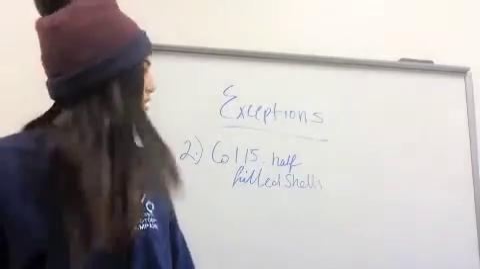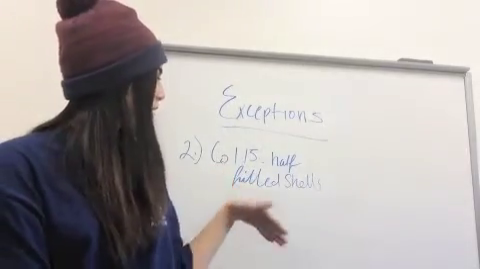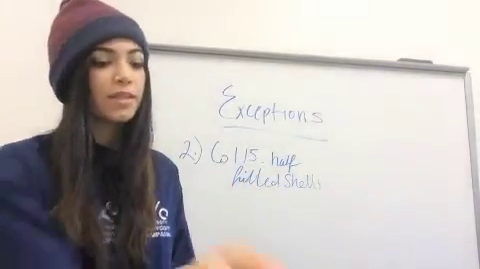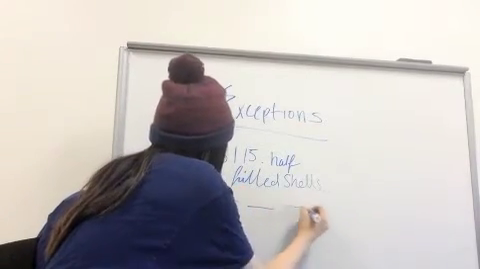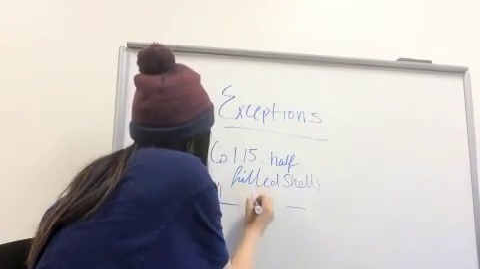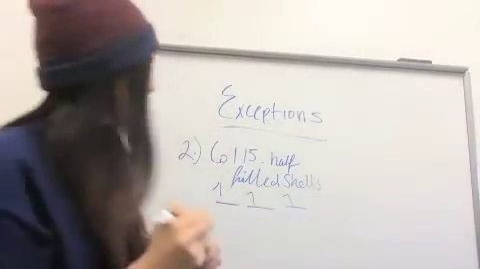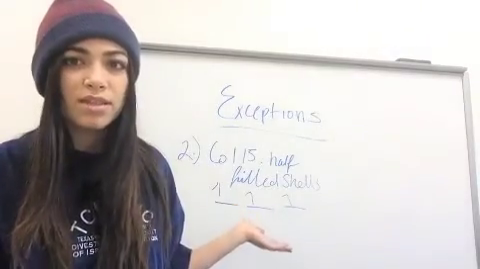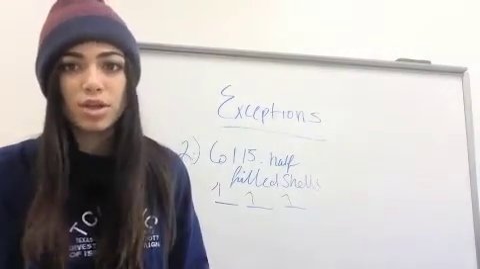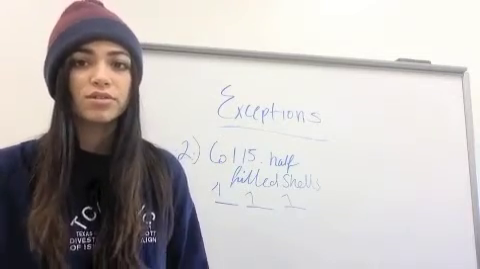The second exception is a lot easier to understand, and that's the fact that column 15 have half-filled shells, meaning that following Hund's rule, the electrons are filled in each orbital like this, halfway filled. And that really just causes stability. So because these electrons want to maintain that stable state, they really don't want to go anywhere, and so it's going to require a lot more energy to remove those electrons.